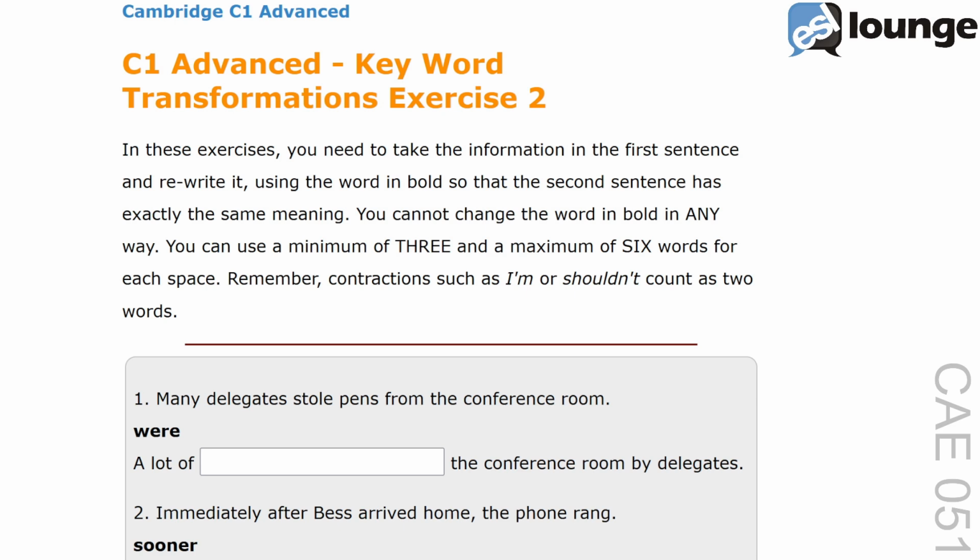Today we're working through C1 Advanced Keyword Transformations, exercise number CAE051. Let's start with number 1.